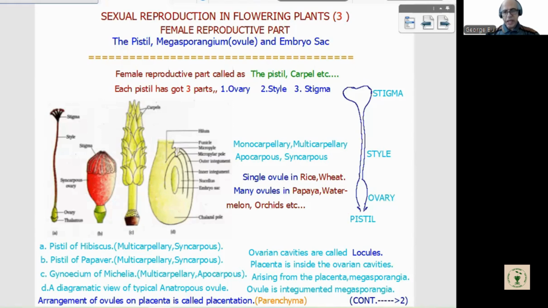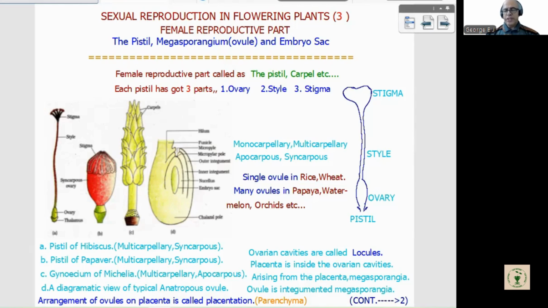And each pistil has got three parts. Pistil or carpel, both ways we can say: ovary, style, and stigma. Ovary is the bottom swollen part. Style is the elongated tube. And stigma is the place where the insect will land, by which pollination can take place.